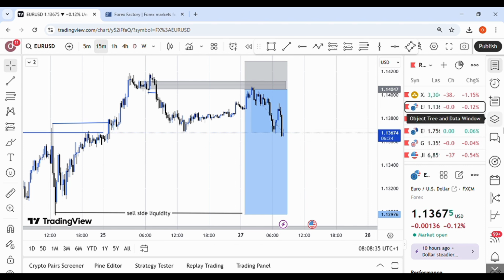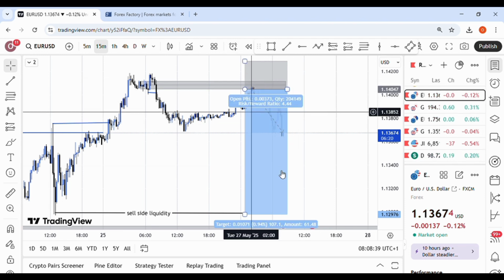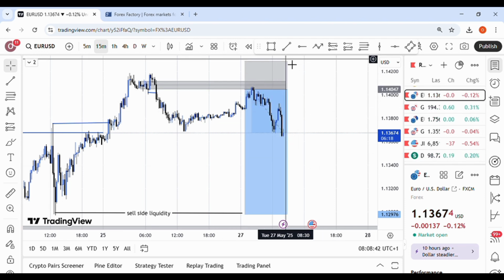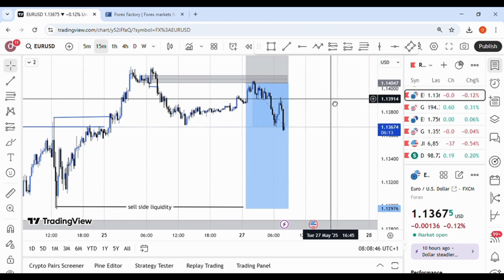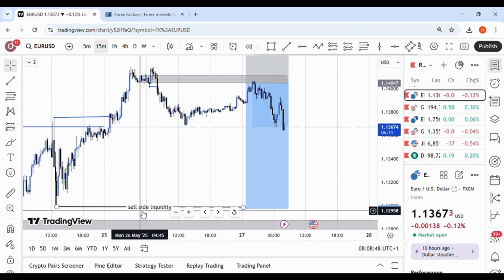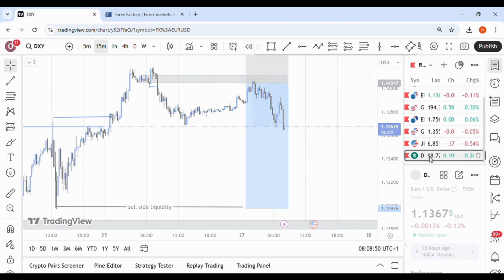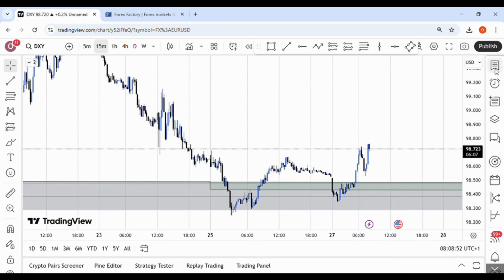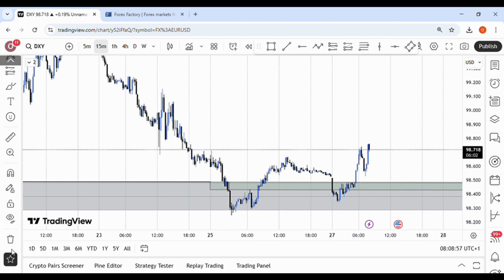So now, first of all, let's go to our DXY, and I will be showing you guys how I get this particular setup, exactly what I see in the market and what makes me think the price will still push down to this sell side liquidity. Fast forwarding back to our DXY, let's clear everything, guys.